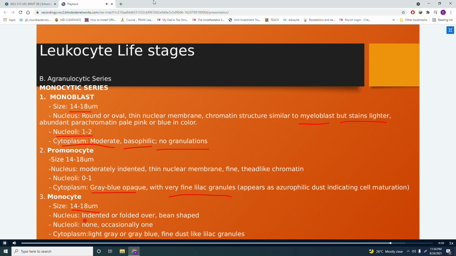Monocyte class, the last stage, has a size of 14 to 18 micrometer. Nucleus appears indented or folded over and can be bean-shaped. Nucleoli is none or can be occasionally one. Cytoplasm is gray or gray-blue with fine dust lilac granules. Any questions? Let's proceed to the next.